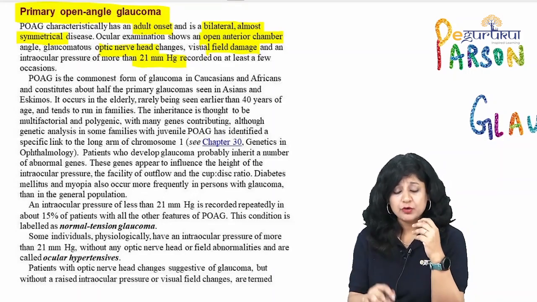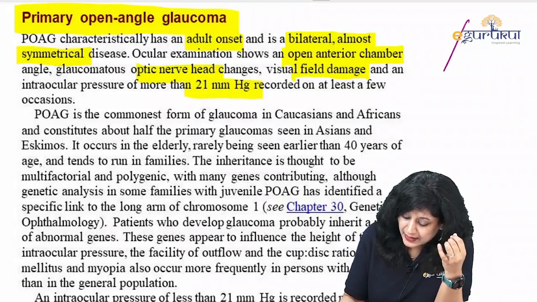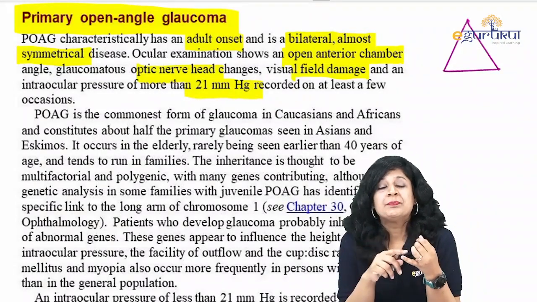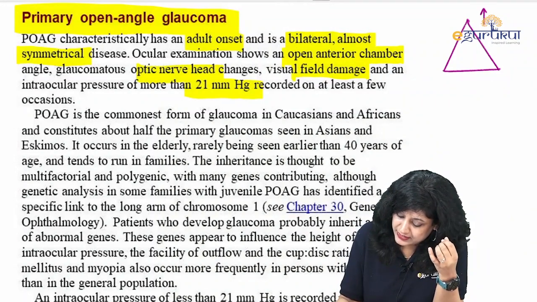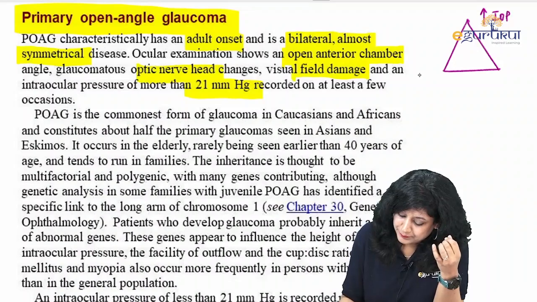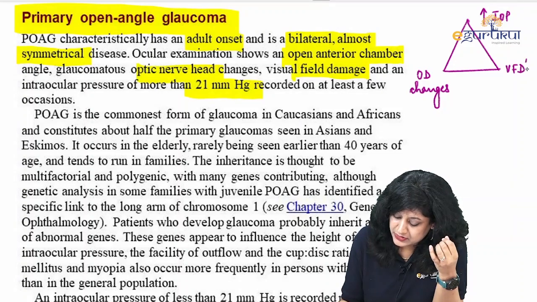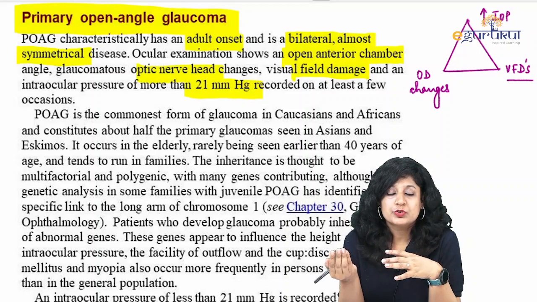So obviously when I'm talking of glaucoma, I have one thing in my mind, and that is the triad. We had discussed the triad in the previous sessions. So I will require three things here. One will be the raised intraocular pressure, then the optic disc changes, and the third is the visual field defects. So if I'm saying that this patient is having glaucoma, I'm expecting most of these.